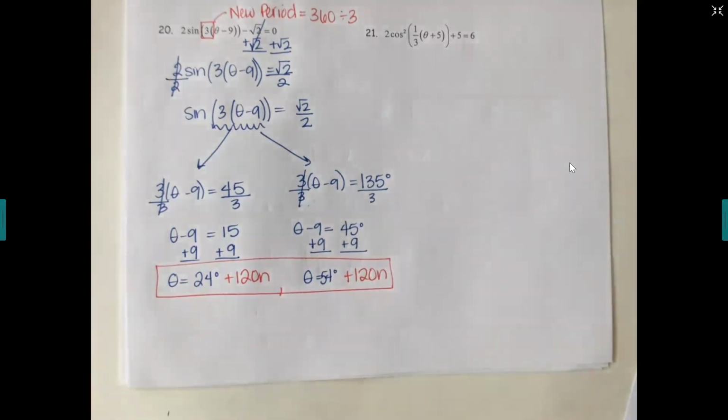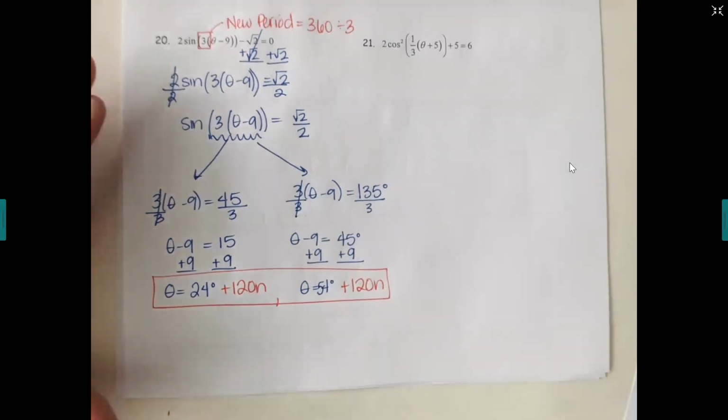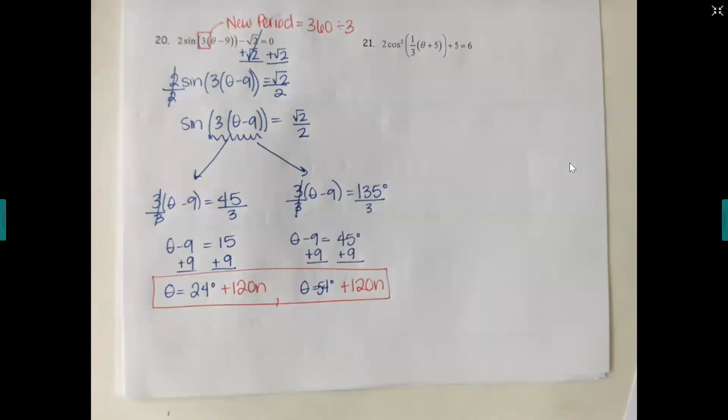Do you all have any questions? Okay, real quick, I saw some kids in the other class doing number 21 wrong. When you get to the third, how do you undo that? Do you divide by 3 to get rid of the third? No, so when you get to the third, the way you get rid of the divide by 3 is to multiply by 3 on both sides.